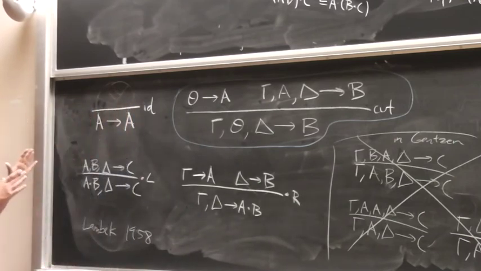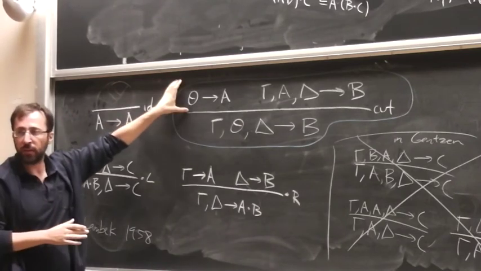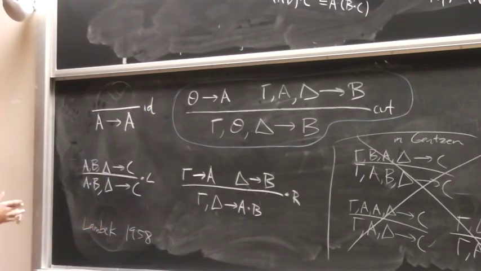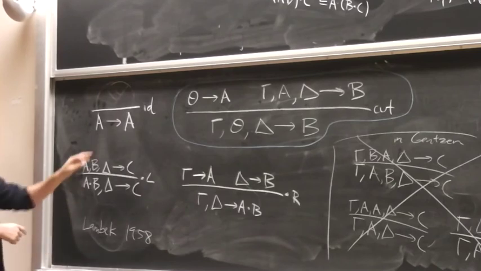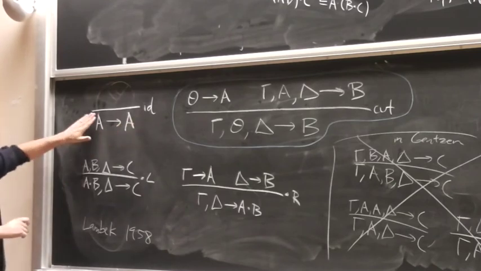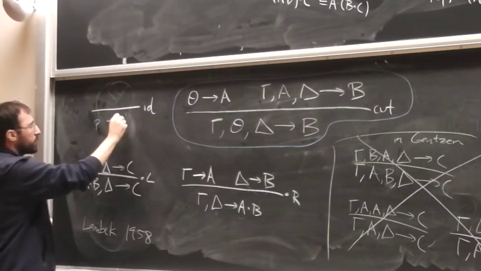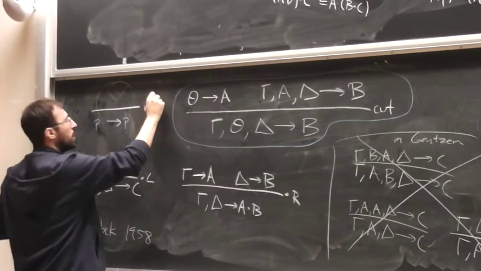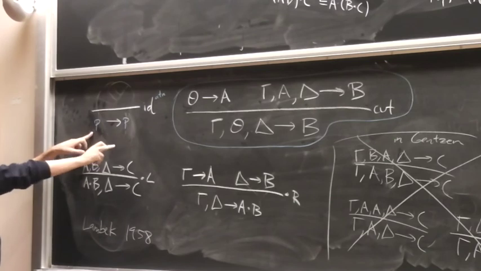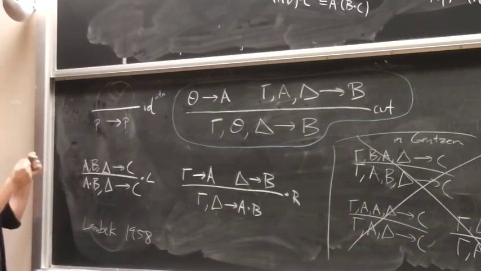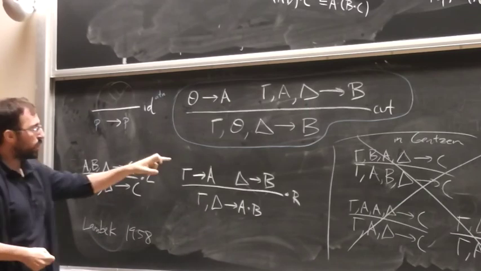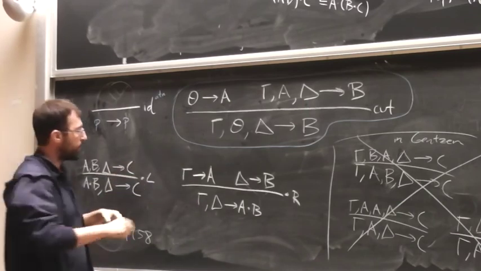Now, we can do a similar thing here. We can do the same thing, so we can show that this rule is redundant. In fact, we can restrict it a little bit more. So in fact, this rule can be restricted to, I'll write P here. So P is a leaf. So we can restrict the identity rule to leaves. We don't need it for general trees. And also we can restrict this rule a little bit.